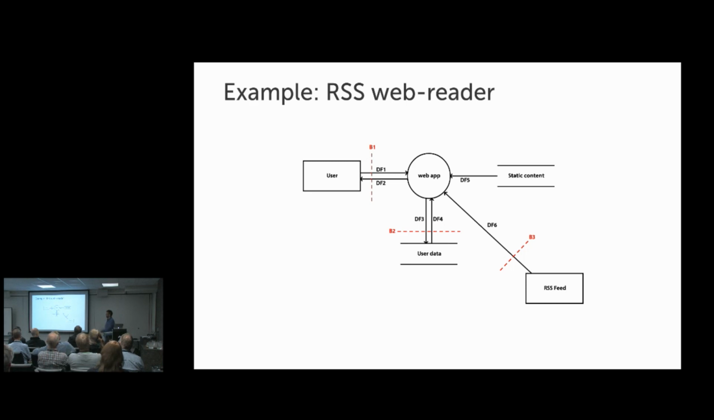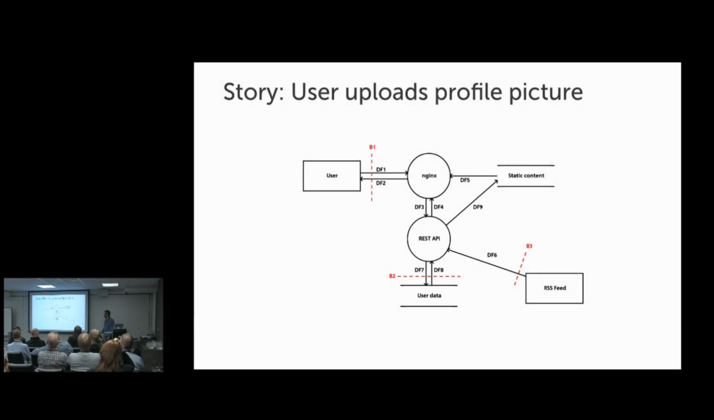Maybe the users want to be able to have a profile picture. So maybe we split things out a bit. We have now split things out from a web server, and we have a REST API. And we send the picture in. It goes to the web server, it goes to the REST API, and then it's stored in the static content. So now you can see arrows going to static content from two places.